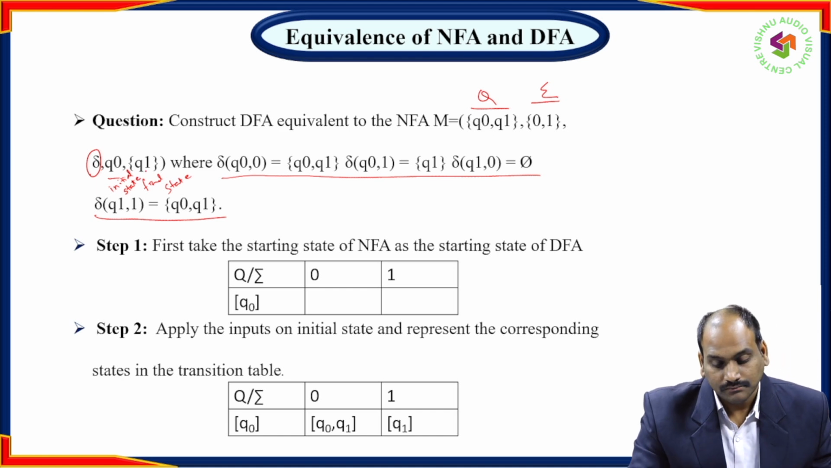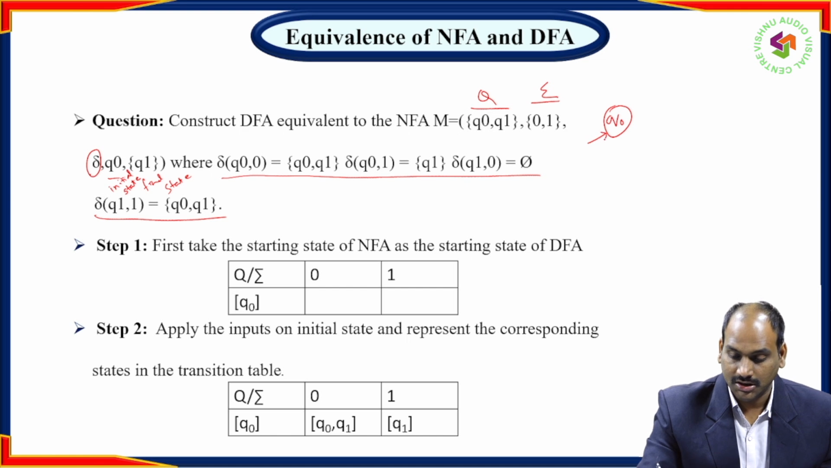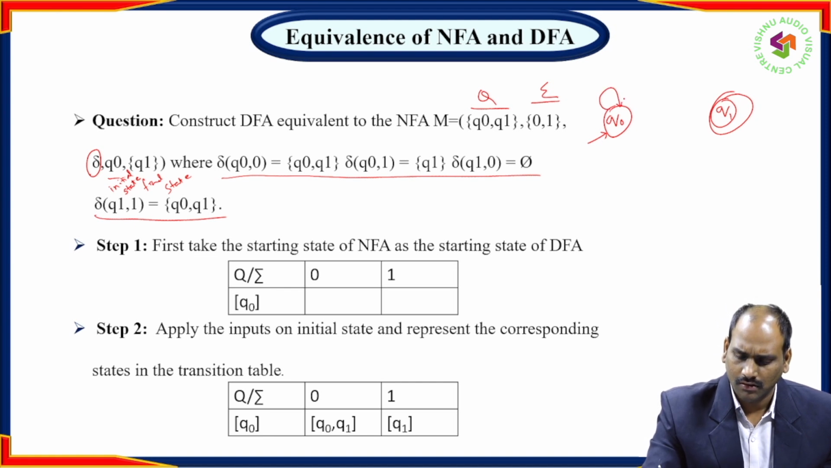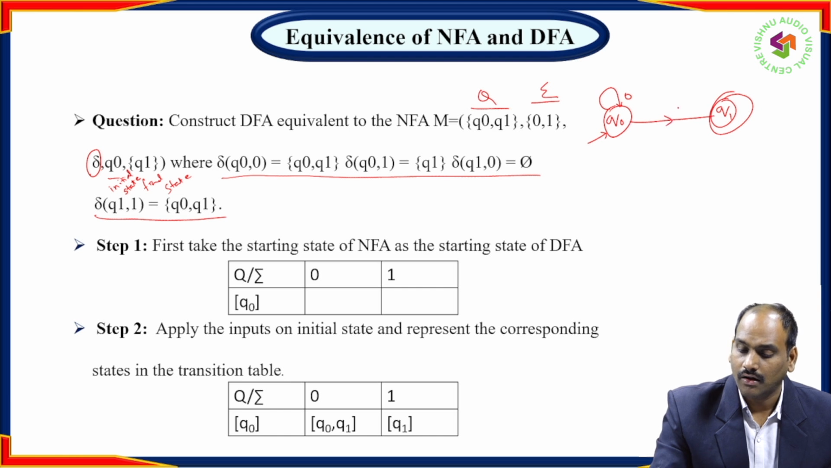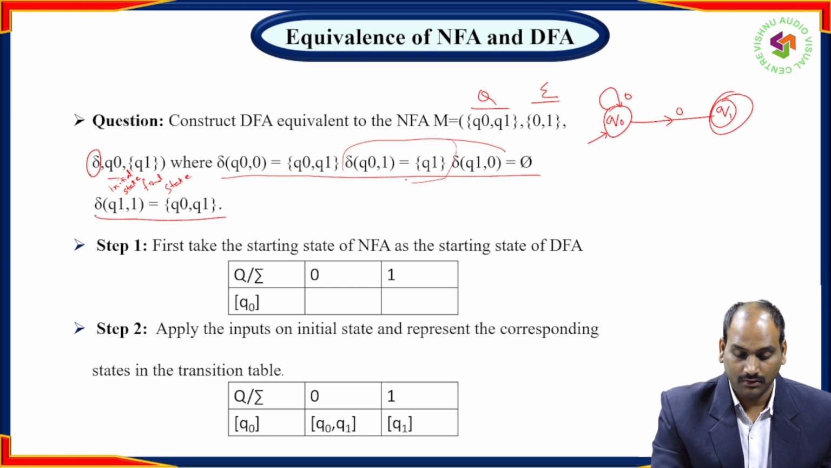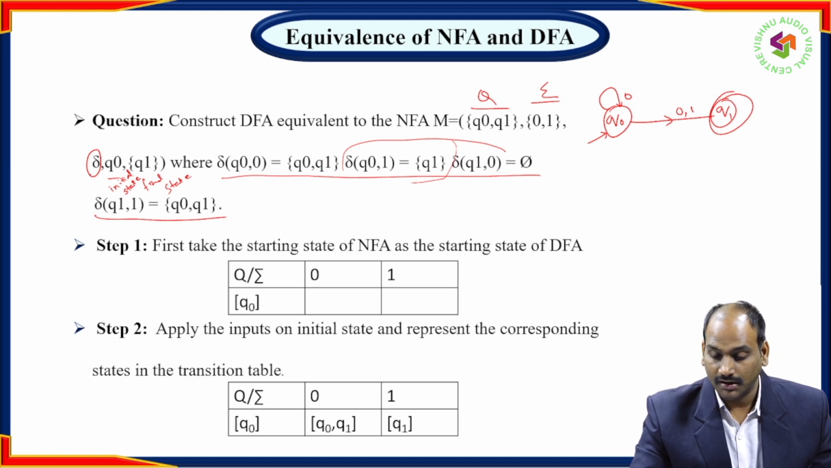And if you draw the NFA diagram, how does it look? Q0 is the initial state, and Q1 is the final state. Delta of Q0 on 0, what is it leading to? It is leading to Q0 as well as Q1. Delta of Q0 on 1, it is leading to Q1.